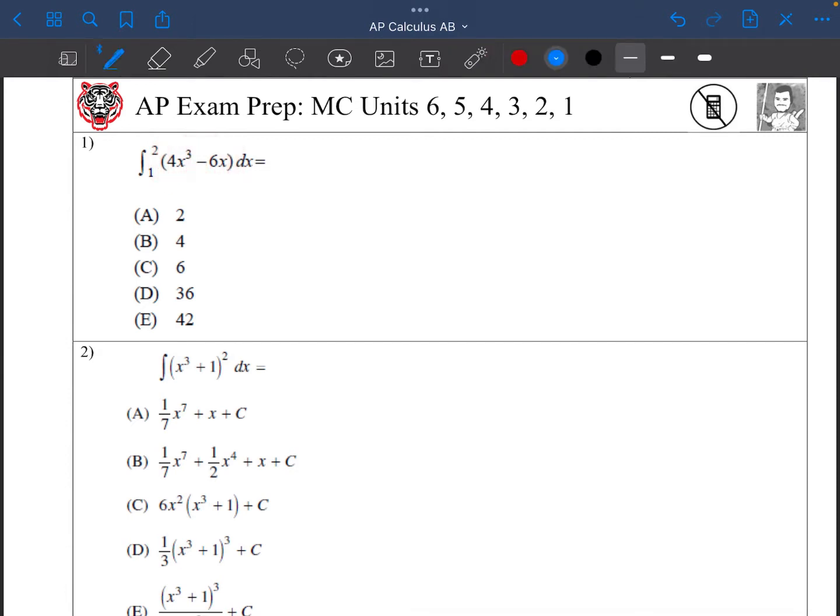Moving forward, that's going to turn that into a 4x to the power of, it goes up a power of 4, divide down by that 4, and then subtract. Now let's deal with that 6x. Antiderivative will go up to the power of 2, divide down by the 2, and we have it. And then this is going to be evaluation bar between 1 and 2.